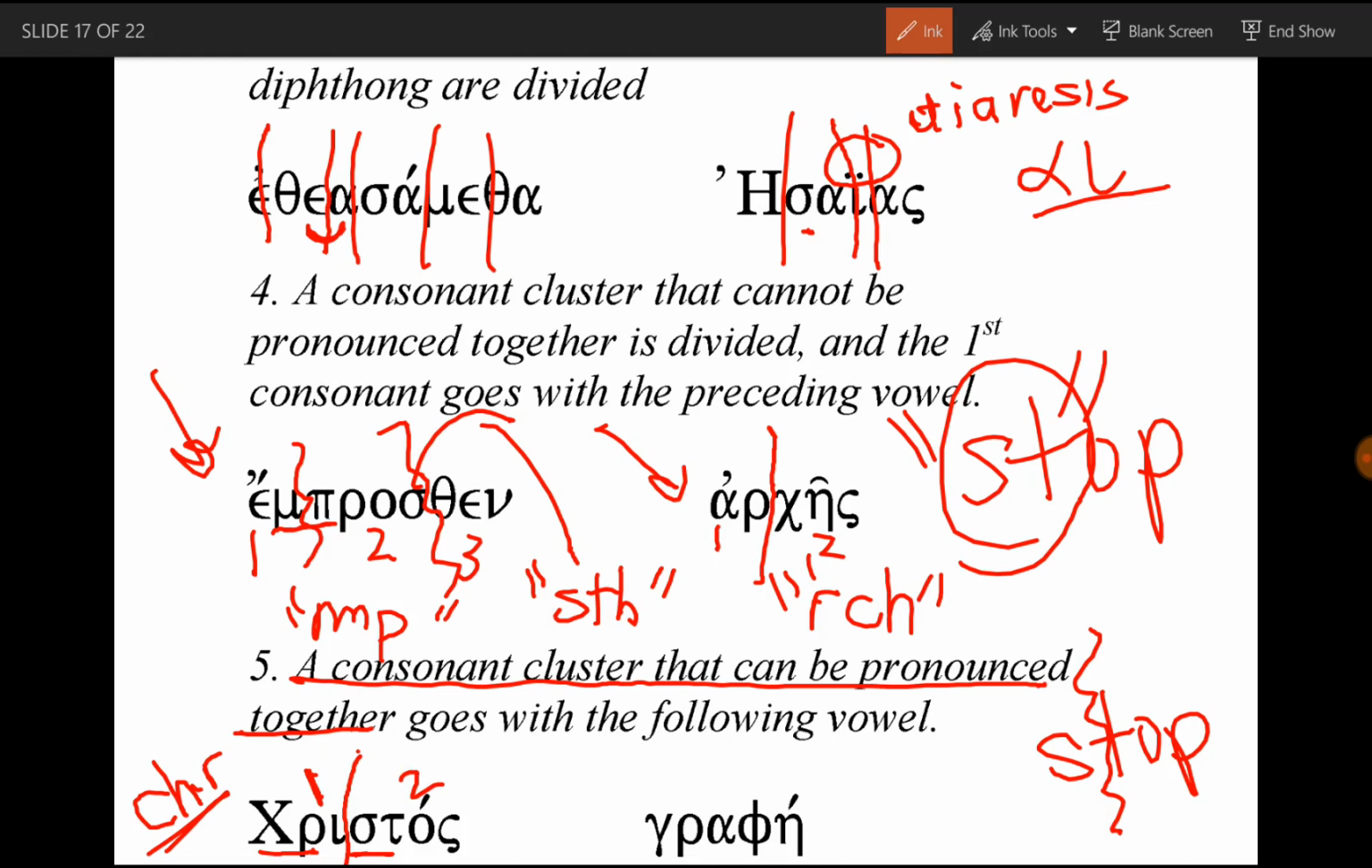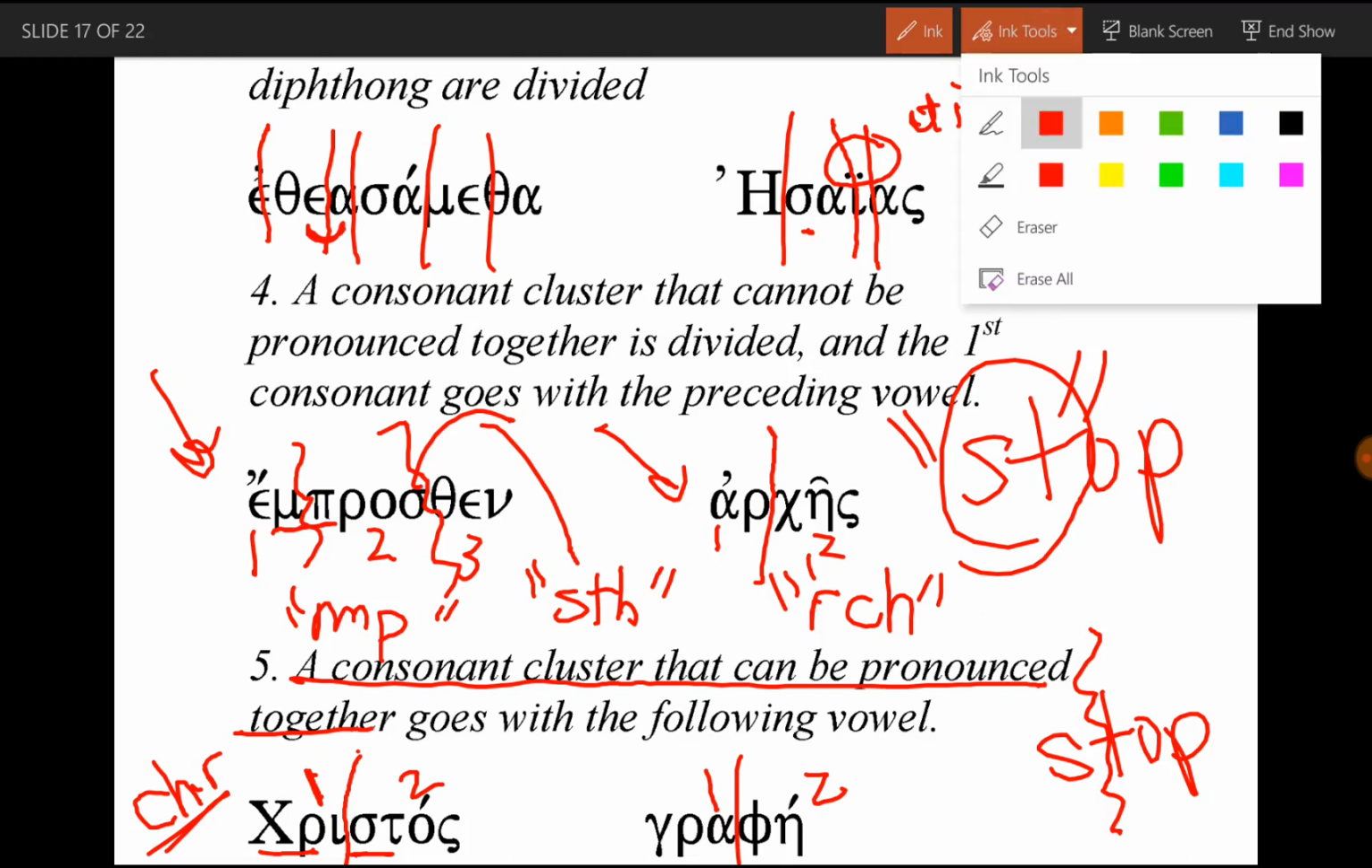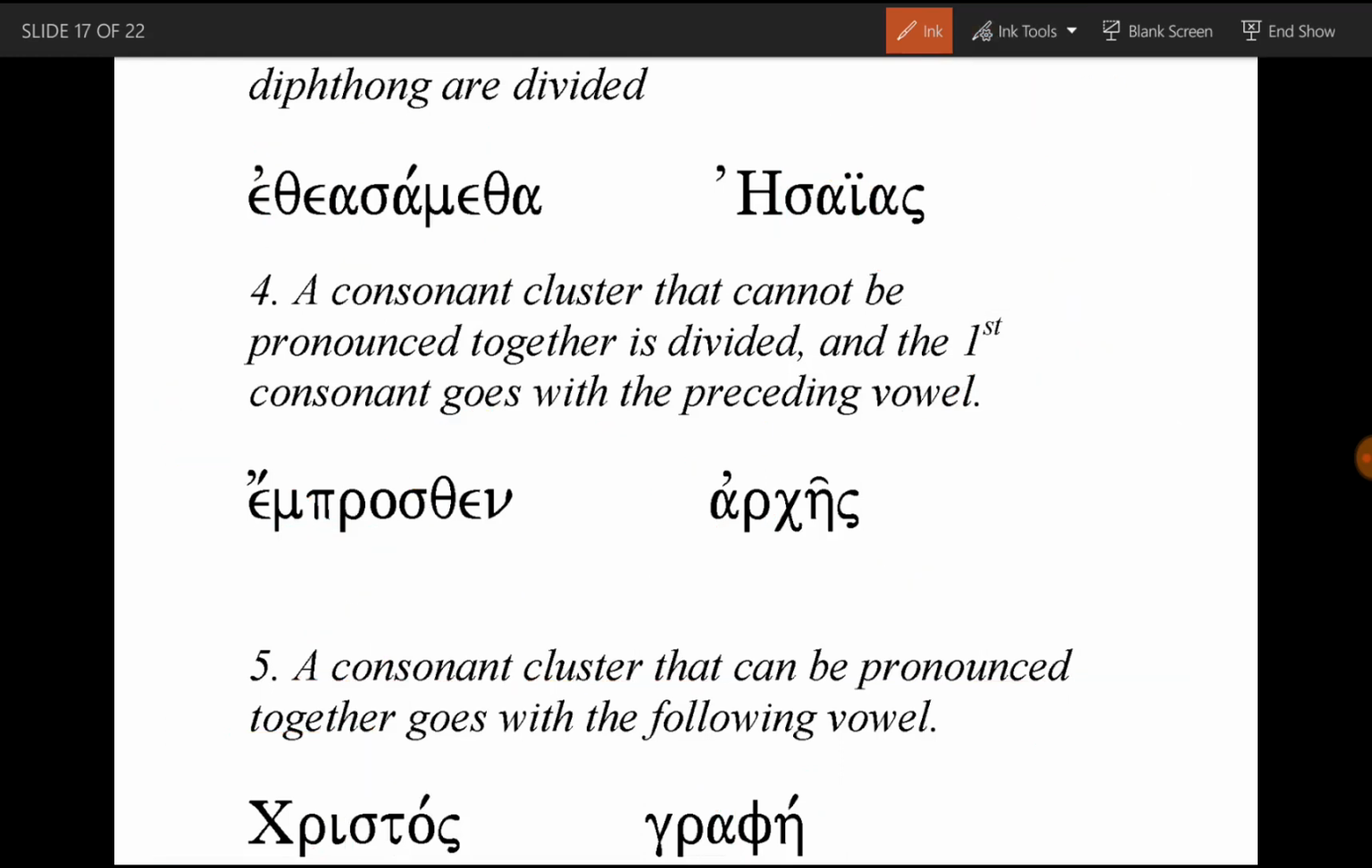The clusters that can be kept together should be kept together. So you have kri and then stos. Stos should be a part of the second syllable because that's a true cluster, and true clusters you don't divide. Same thing with graphe. 1 vowel, 2, and I will divide here, graphe. So let's say these letters again. I'm going to erase them. Okay.